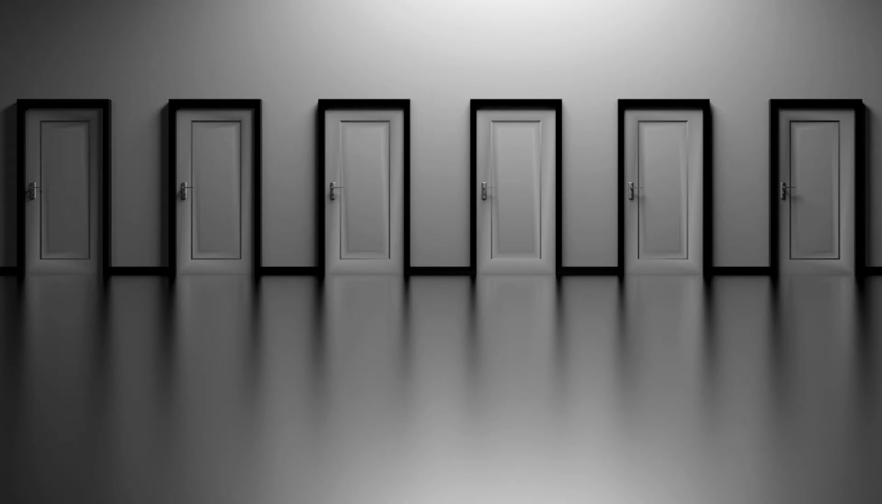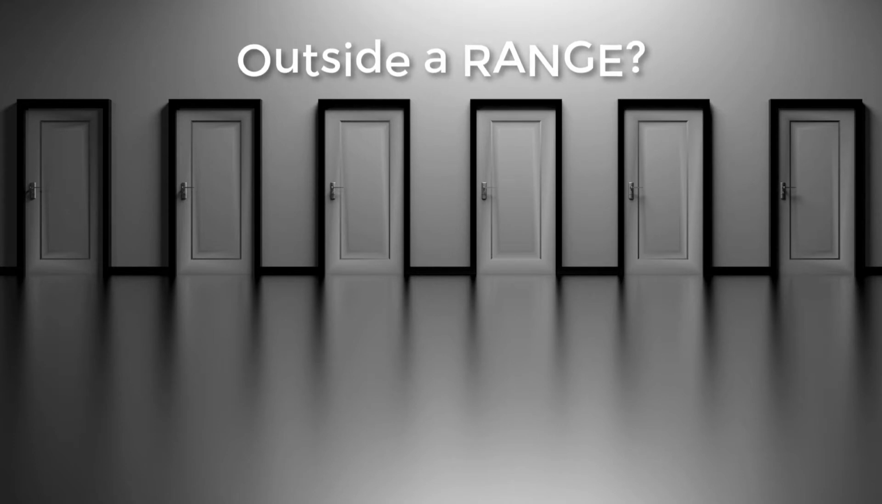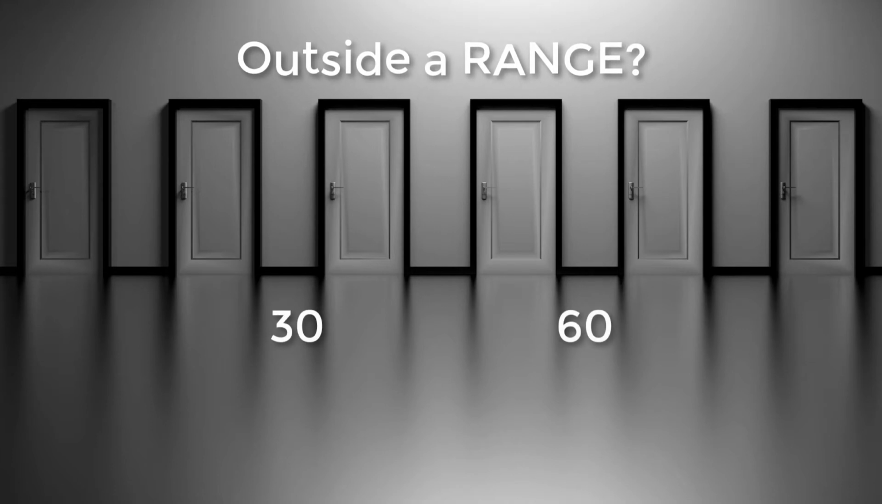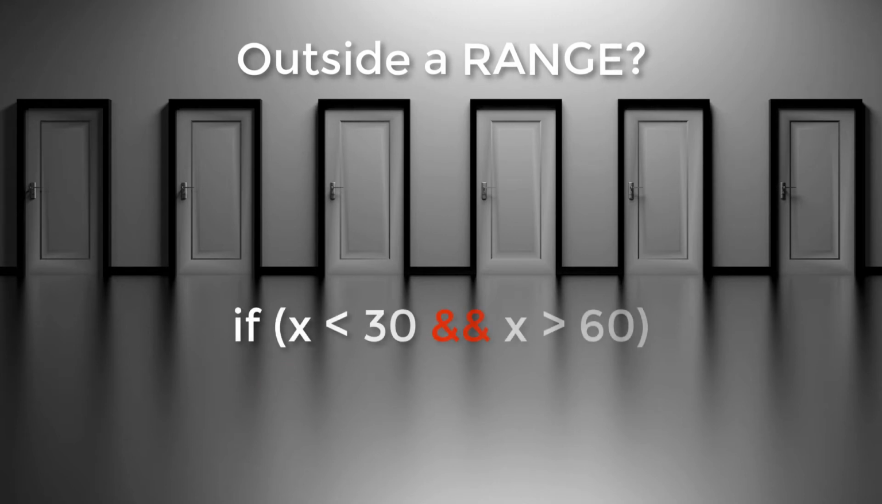Now, how do we check for values outside a specific range? Let us take 30 and 60 again. Outside the range of 30 to 60 would mean less than 30 or greater than 60. Now let us evaluate using the AND operator again. This would read, if x is less than 30 and at the same time greater than 60. So do you think it is possible for a value to be both less than 30 and greater than 60 at the very same time? Remember, both sides of the AND must be true for the whole expression to be true.